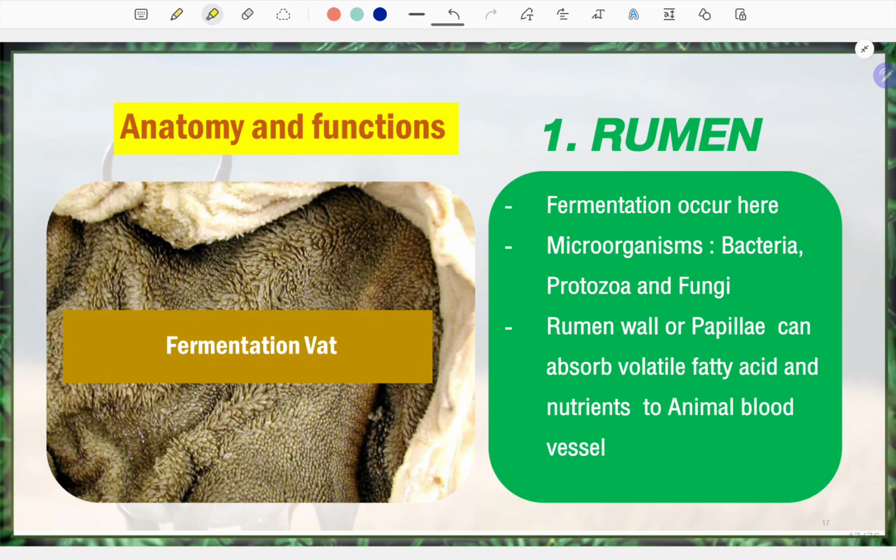Anatomy and functions of the fermentation vat. The first one is the rumen. They call the rumen the fermentation vat. Fermentation occurs here with microorganisms like bacteria, protozoa and fungi. The rumen wall has papillae, which can absorb volatile fatty acids, or VFA.